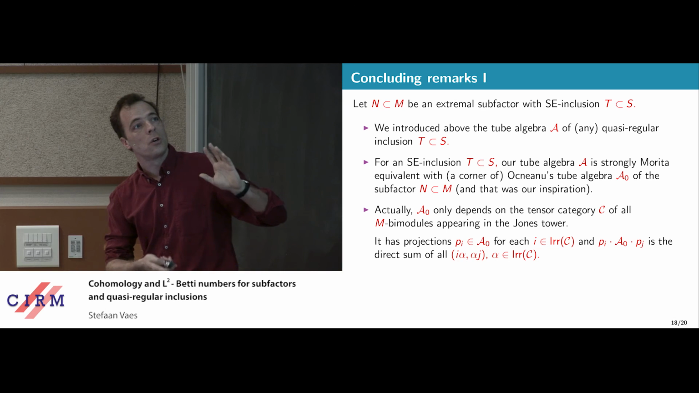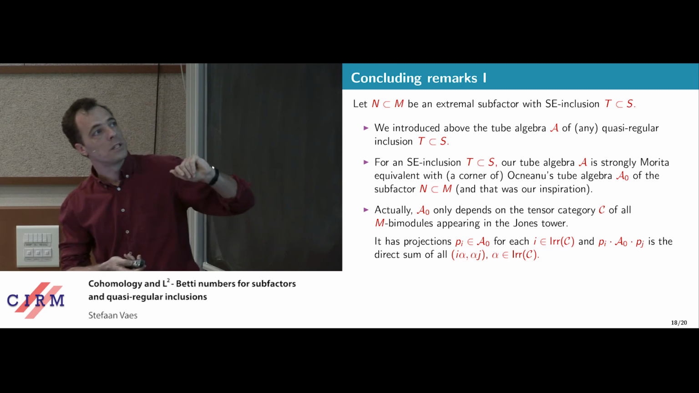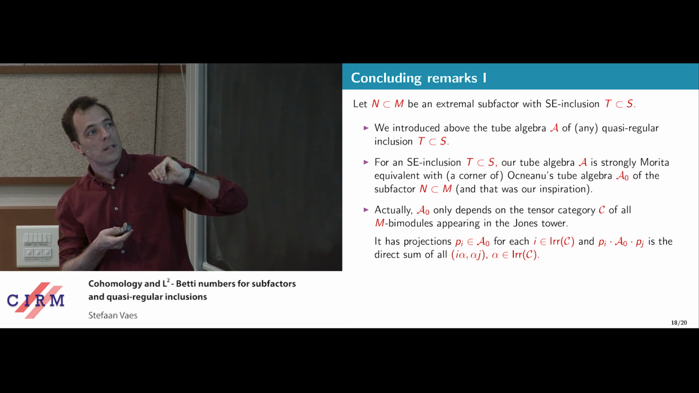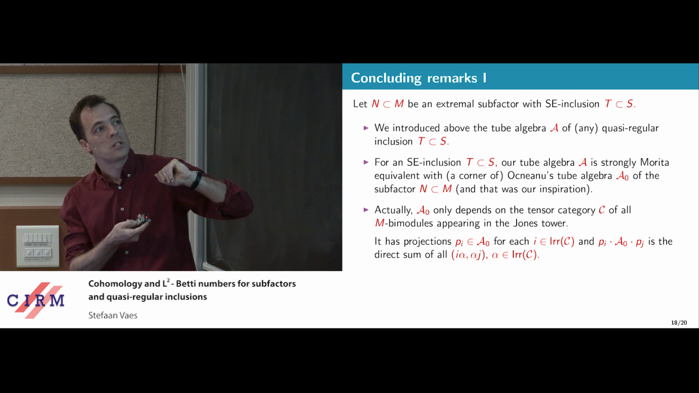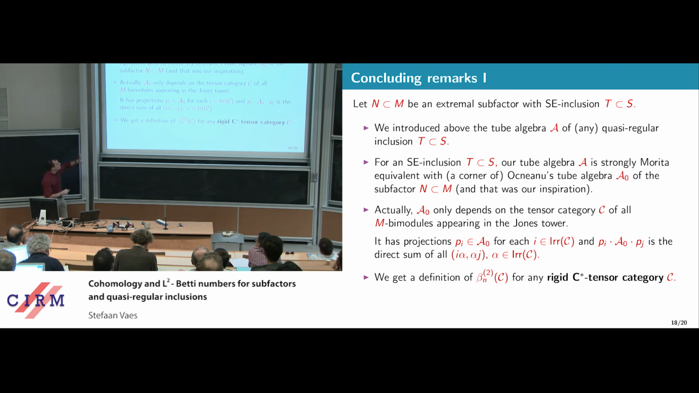For those who want to know, if you have an abstract rigid C-star tensor category, what is the abstract tube algebra that comes with it? Well, it comes with projections p_i, and if I cut the algebra with p_i and p_j, it is, as a vector space, the sum of all these spaces of intertwiners in the category.